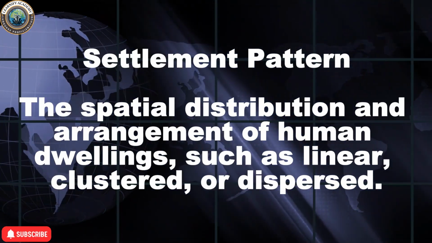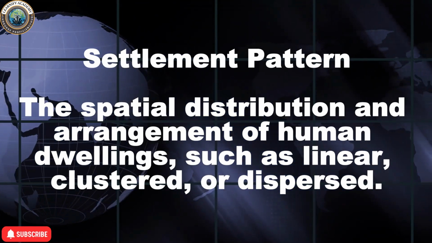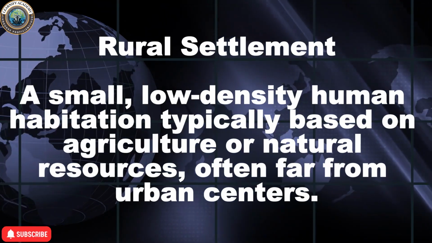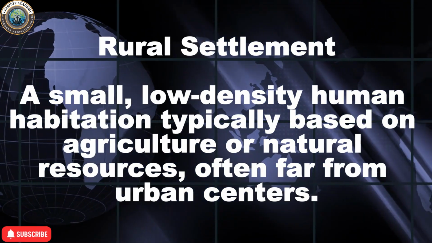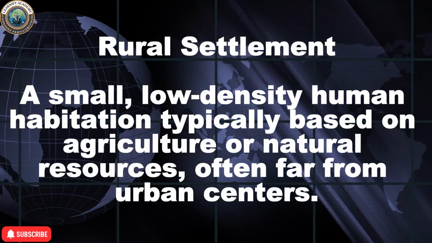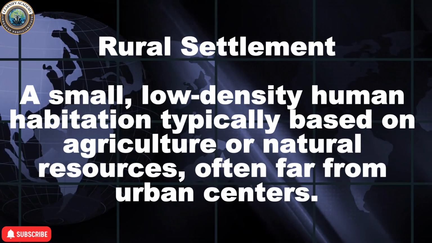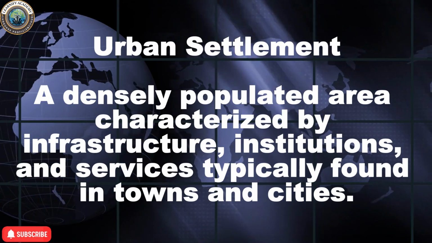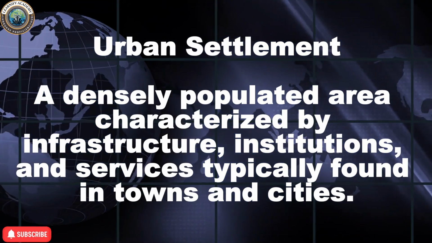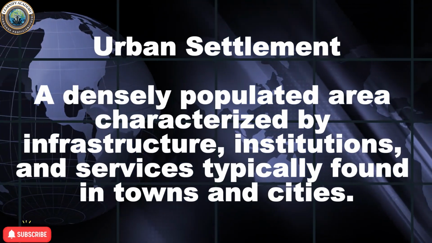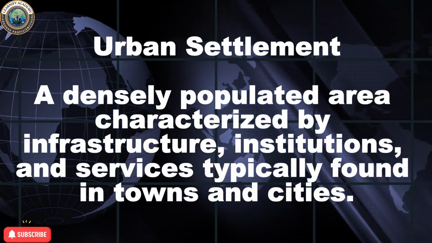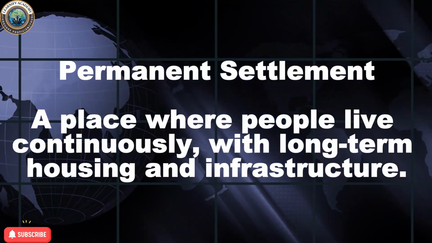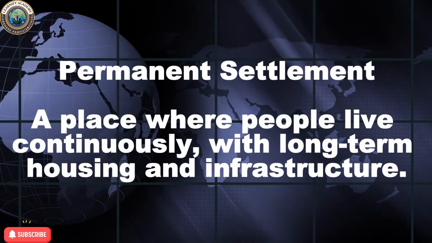Settlement pattern, the spatial distribution and arrangement of human dwellings, such as linear, clustered, or dispersed. Rural settlement, a small, low-density human habitation typically based on agriculture or natural resources, often far from urban centers. Urban settlement, a densely populated area characterized by infrastructure, institutions, and services typically found in towns and cities. Permanent settlement, a place where people live continuously with long-term housing and infrastructure.